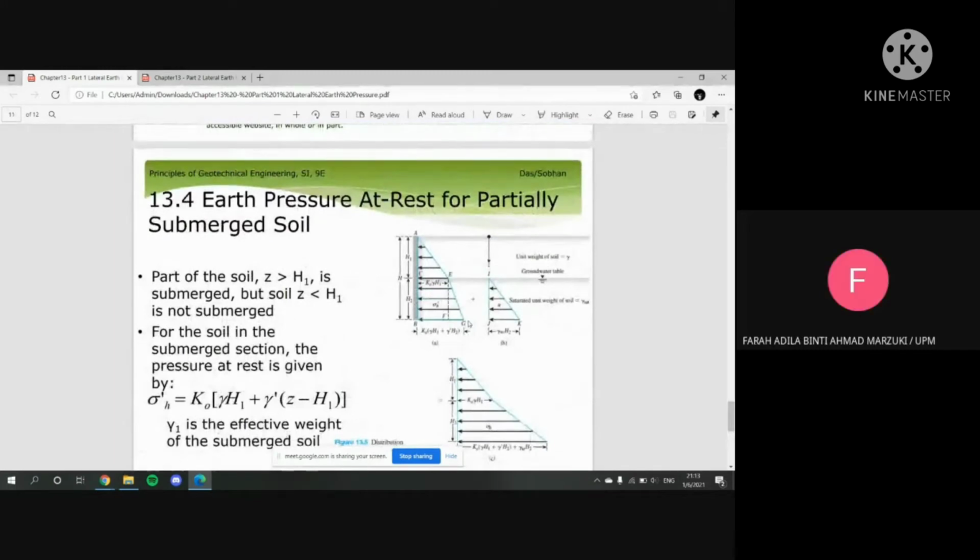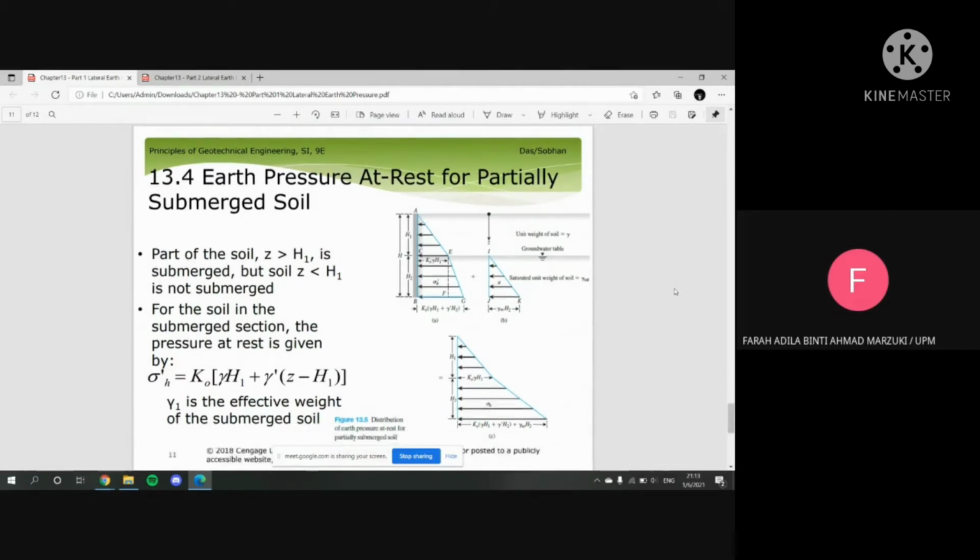Alright, next. This is for the earth pressure at rest for partially submerged soil. At the top of the soil, there is no compensating water on the other side of the wall. So the lateral earth pressure at rest can be given by this formula. Anyway, there's a different formula that doesn't show here, in the Mindtab.